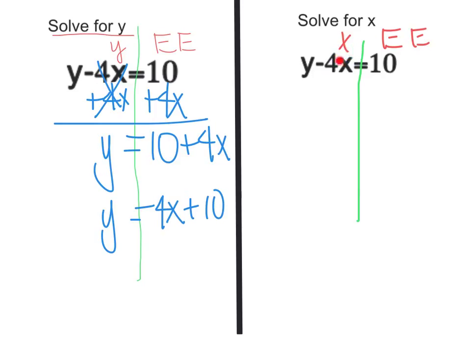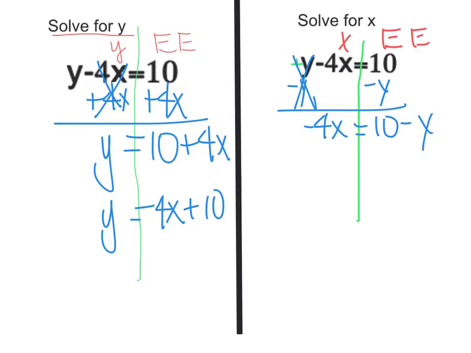Well, if everything with an x should be over here and that's it, then y is in the wrong place, so we need to get rid of this y. This y doesn't have a sign with it, so that means it is positive. You always look at the sign that's in front of the number. So to get rid of something that's positive, we're going to minus y from both sides. So my plus y minus y cancel. I get negative 4x equals 10 minus y.